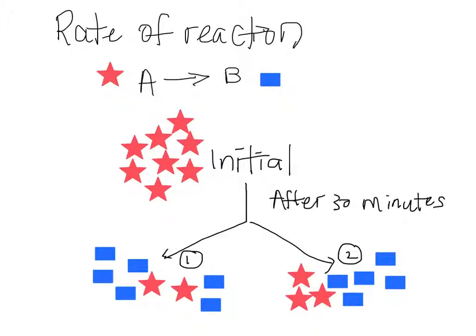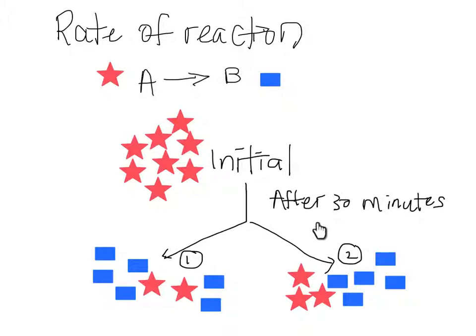Imagine there are two examples now, and assume that these are two different reactions happening separately. This is one, and this is another one. Both reaction 1 and reaction 2 start off with the same amount of reactant, which is 8 reactants. They both start with 8 reactants.